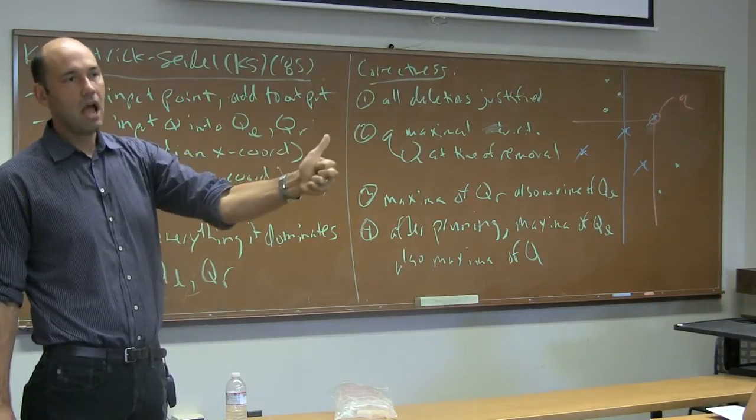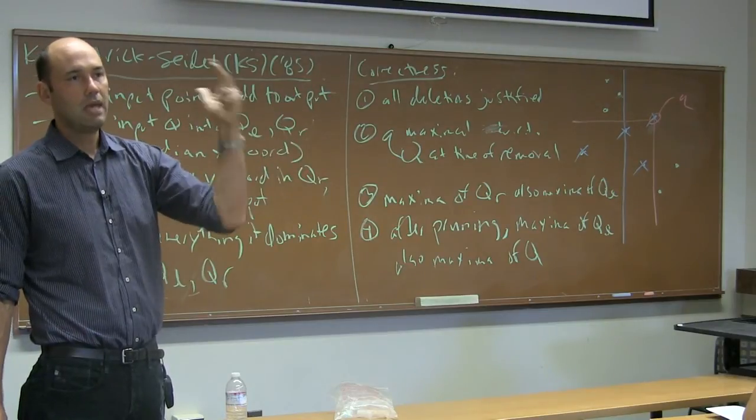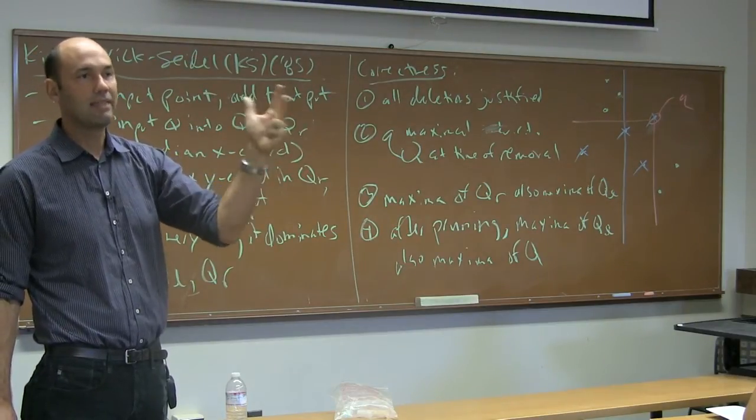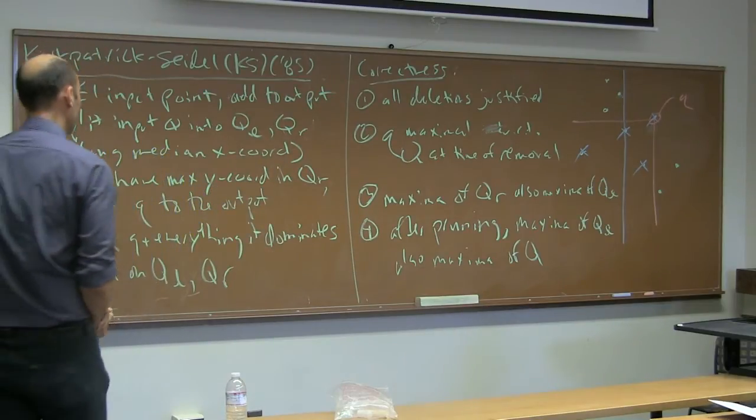So you only delete non-maxima. You never turn a non-maximal point into a maximal point. And whatever you output is maximal at that time. So done. It outputs something if and only if it's maximal.